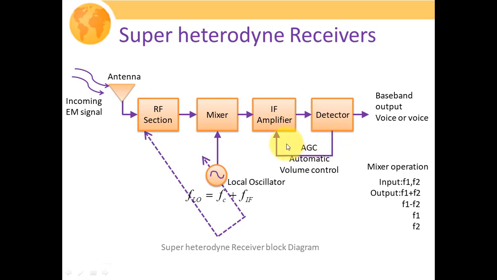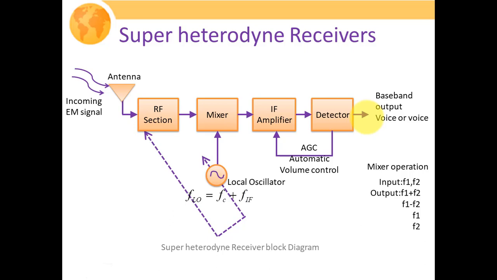Here one important block is also there, that is automatic gain control. Its responsibility is to give us the optimum output signal value irrespective of the signal variation. This gives us better quality reception without fluctuation in the received signal quality. After the detector we have the baseband output or voice signal. The detector output further passes through an amplifier, and that is connected to the end device such as a speaker. So this is the overall block structure of the superheterodyne receiver.